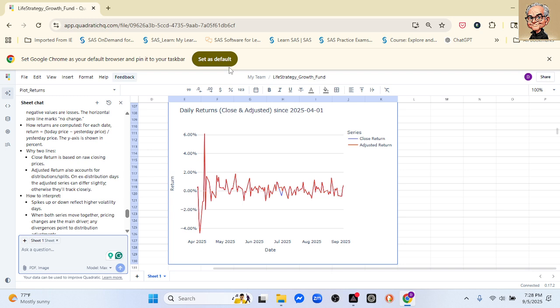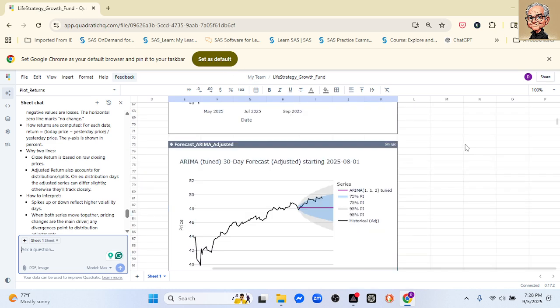We're taking a look at Quadratic AI. We're using it to analyze our forecast data for the LifeStrategy Growth Fund from Vanguard. So let's just start up at the top here, shall we?